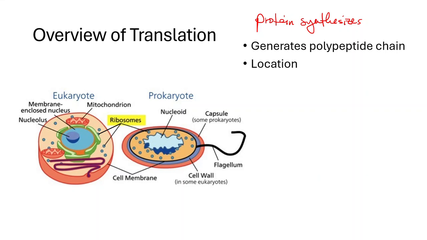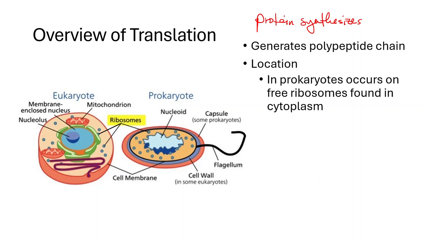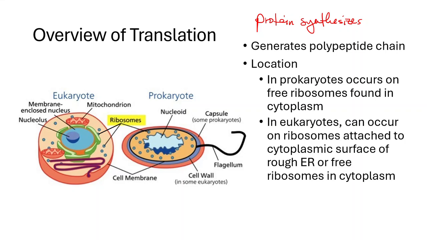It happens on ribosomes, but the ribosomes are located in different locations depending on whether you're looking at a prokaryote or a eukaryote. So prokaryotes don't have a nucleus versus cytoplasm boundary, so all of the ribosomes are free floating in the cytoplasm, which is where protein synthesis takes place. In contrast, in eukaryotes, you can have the ribosomes attached to the endoplasmic reticulum, like what you see in this part of the diagram, or they can be free floating in the cytoplasm.